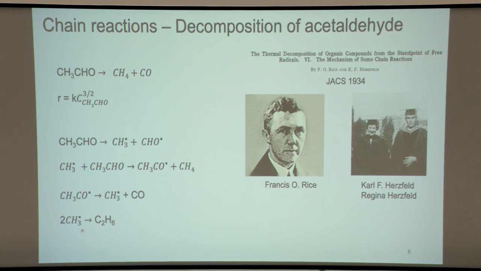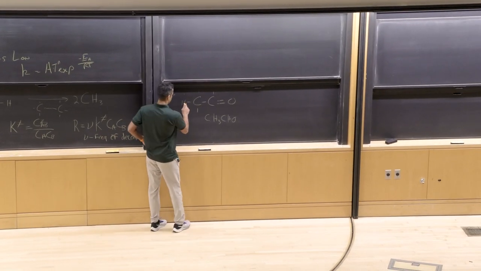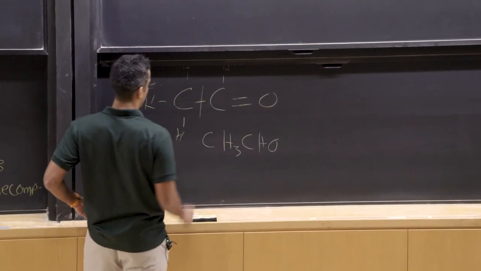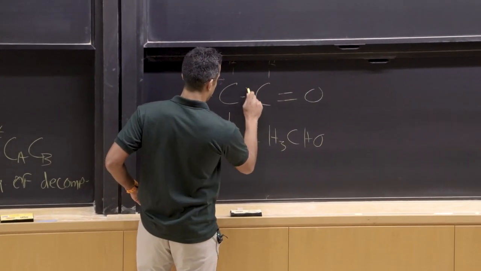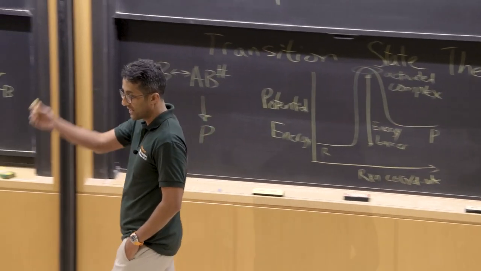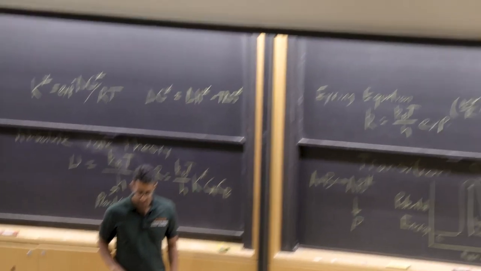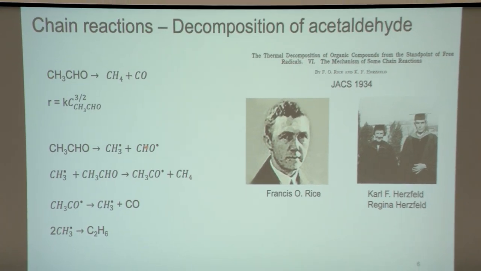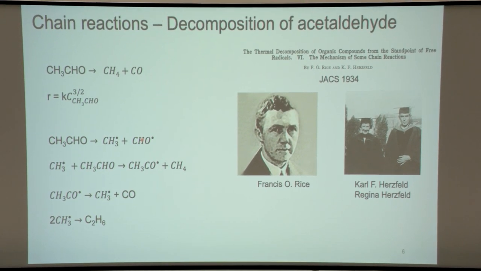So what they said is this: maybe it's not one reaction, maybe it's a series of reactions. So they wrote four reactions. First, the acetaldehyde breaks apart to form a methyl radical and a CHO radical. So this is acetaldehyde, and the first step is this guy breaks, this C-C bond, and then you get a methyl radical and a CHO radical. They wrote down the reaction, okay? It's just a guess. They didn't observe anything. They didn't see methyl radicals. They didn't see formyl radical CHO. They just guessed. This is the first step.